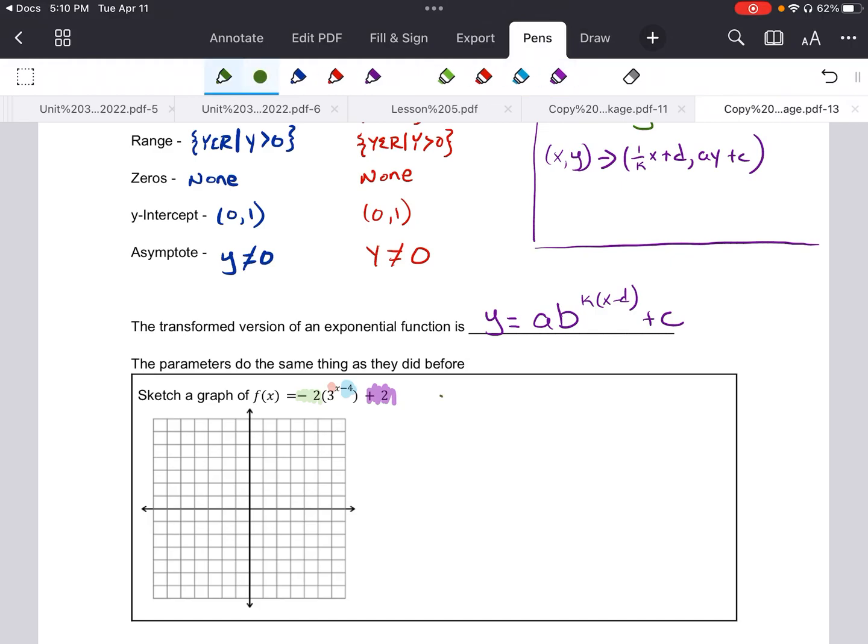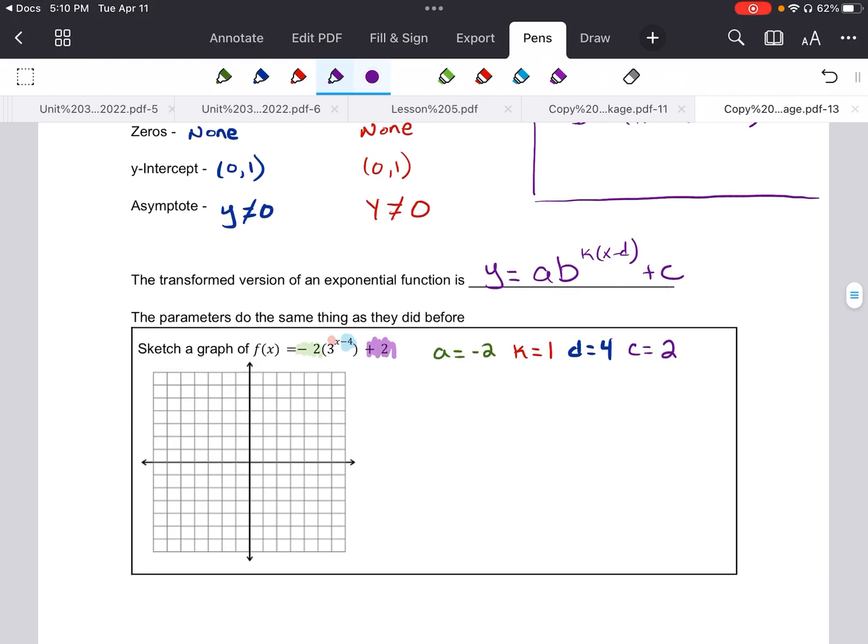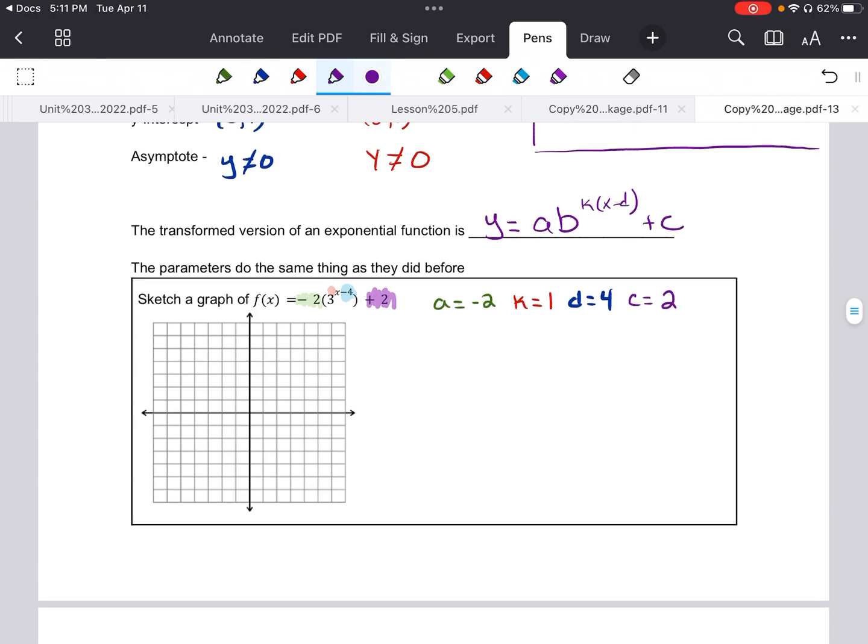Okay, so again, a equals -2, k equals 1, d equals 4, and c equals 2. So the first thing before we do the mapping rule, we should understand that our c value is actually the asymptote. Our c value was +2, so we have an asymptote at +2. That means our function will approach that line but never actually touch.